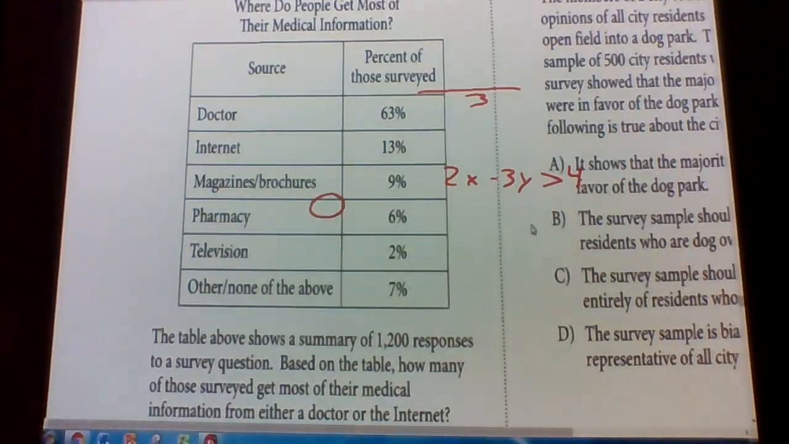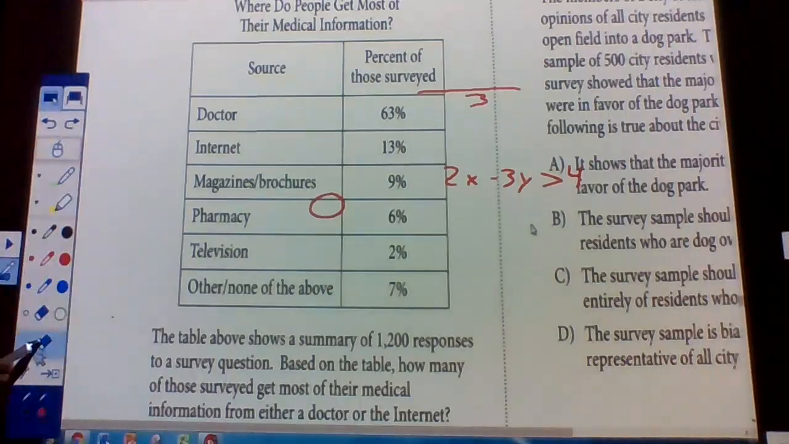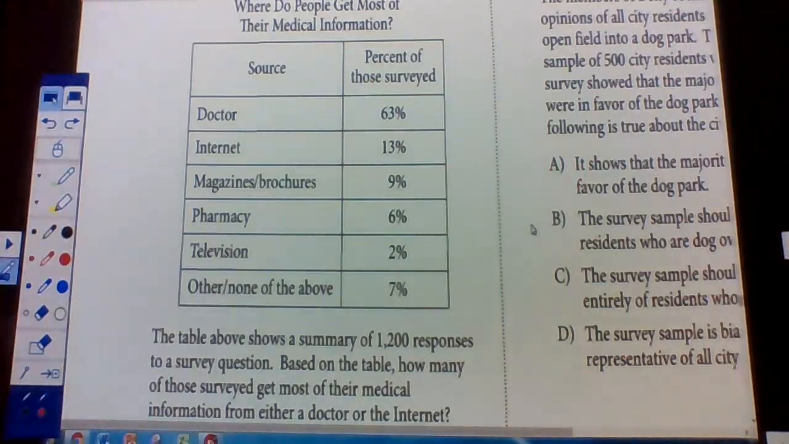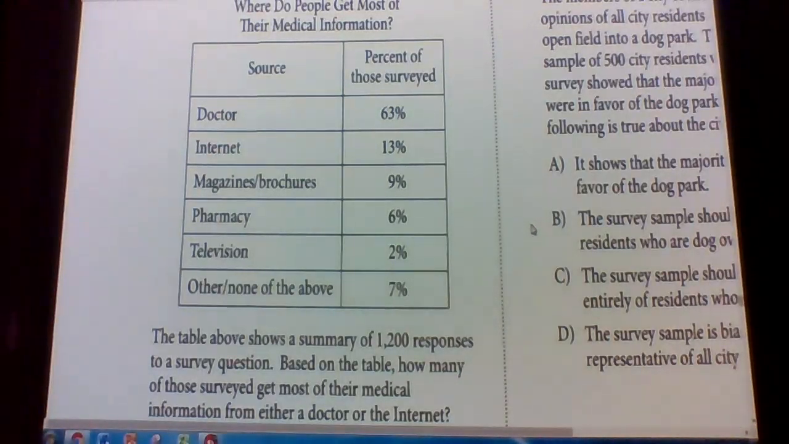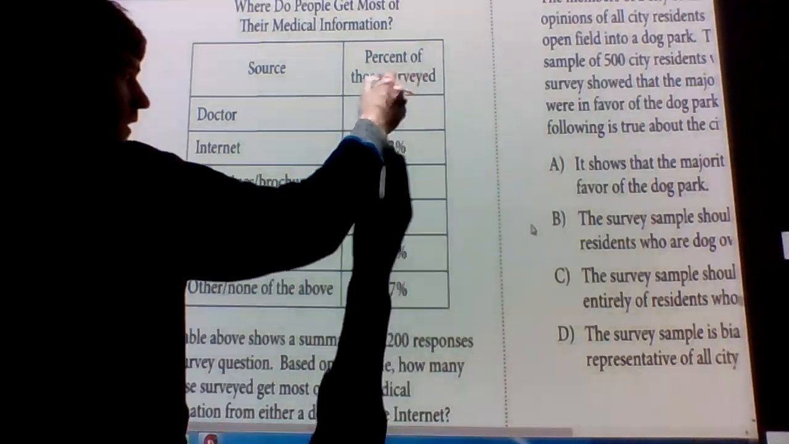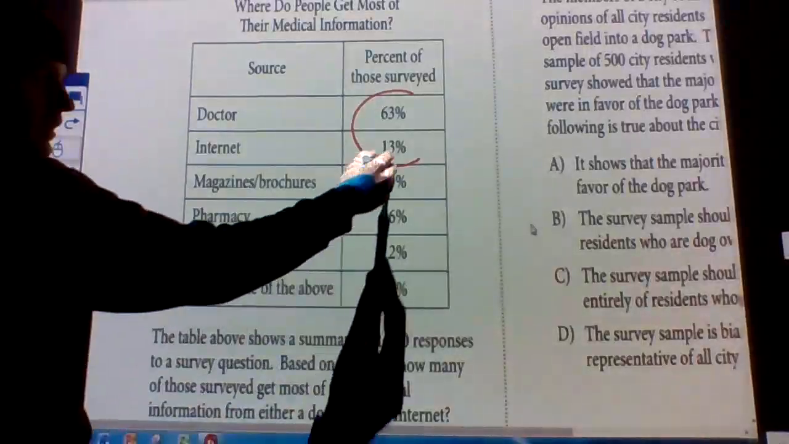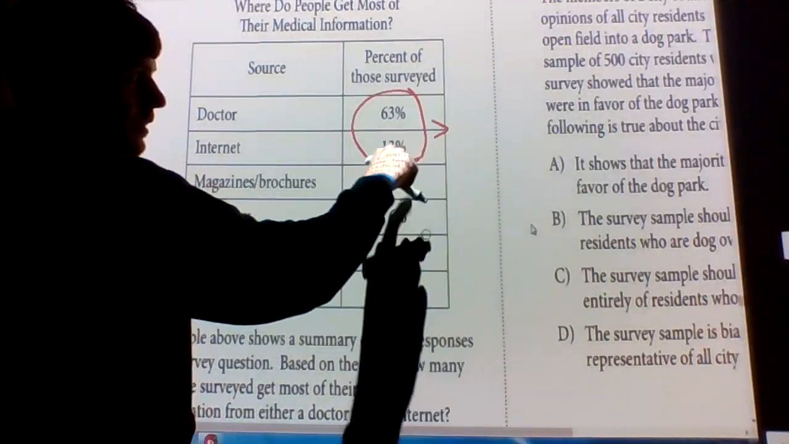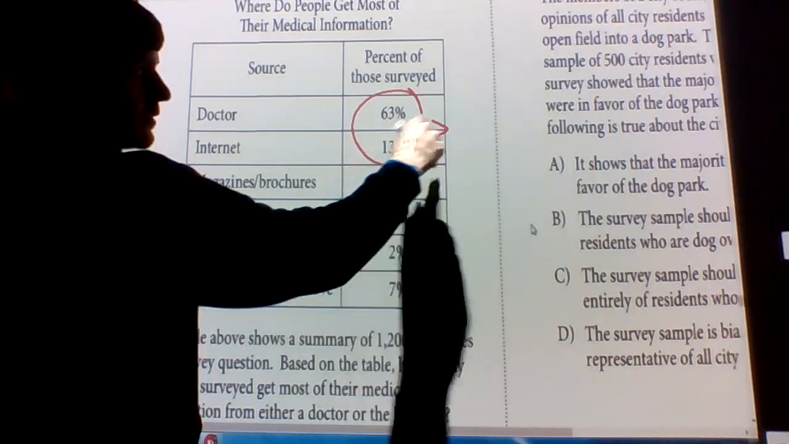The table above shows the summary of 1,200 responses to a survey question. Based on the table, how many of those surveyed get most of their medical information from either a doctor or the internet? So together, the doctor and the internet, if you add those together, you're going to have 76%.